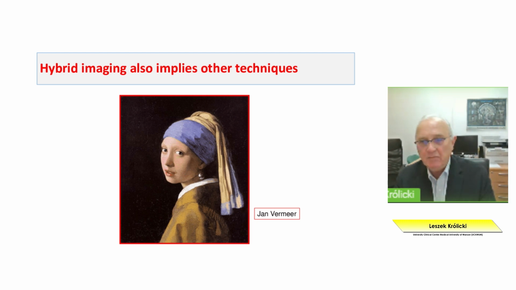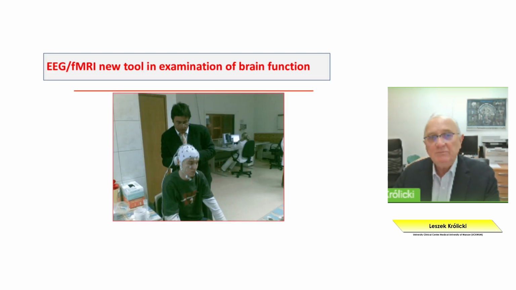I would like to say that hybrid imaging is not just PET CT, PET MRI, SPECT CT. The hybrid can also mean some other techniques. So I have only mentioned the PEARL. I would like to stress that in this picture there is a lot more than the PEARL. So here you can see the combination between EEG and fMRI. It's a new tool to examine brain function.